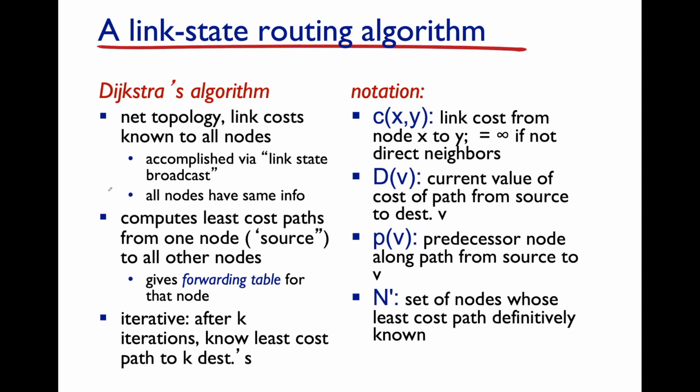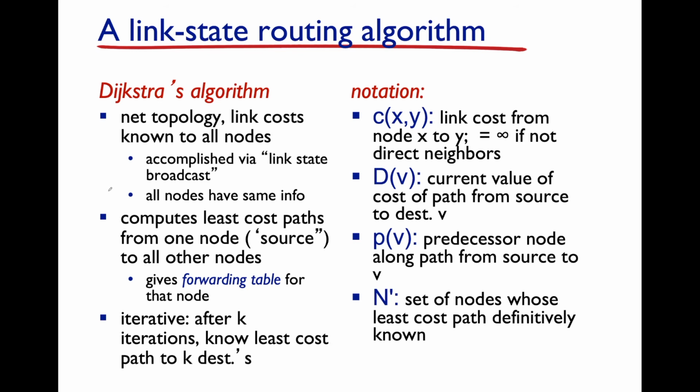So let's take a look at link state routing. Now, the key algorithm here is Dijkstra's algorithm, and it makes the assumption that the link state is known to all the nodes. So that means before the algorithm runs, each router engages in something called a link state broadcast, so that all of the routers have all of the link information of all the other routers. Once this broadcast is complete and all the routers have this global information about all the link costs for the topology of the network, Dijkstra's algorithm runs and computes the least cost path from one node, the source node, to all other nodes.